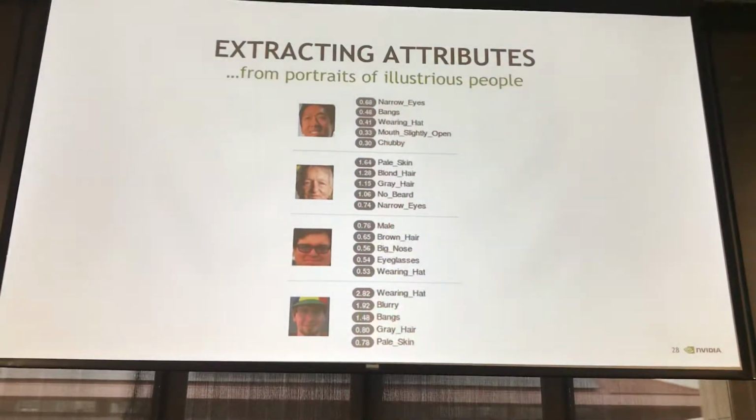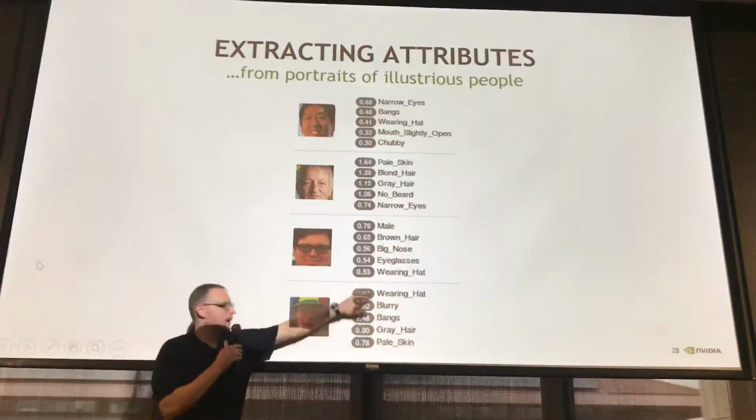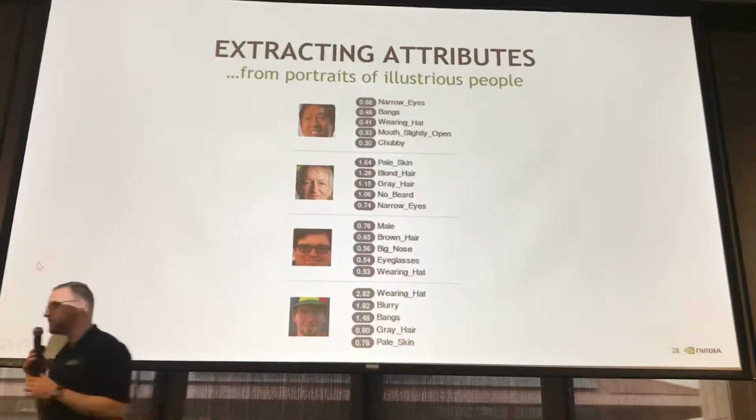As an example, if you run this network with a picture with some of these famous people at the top, from top to bottom, Andrew Ng, Geoffrey Hinton, Yann LeCun, and Ian Goodfellow, these are some of the attributes that come out of these images.